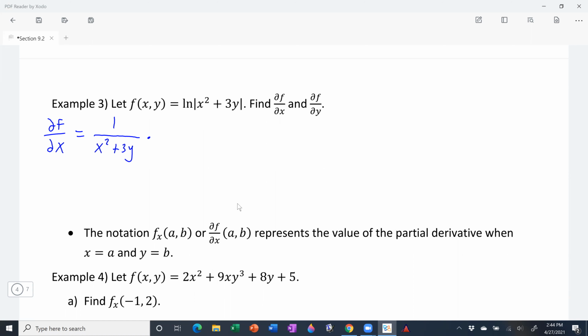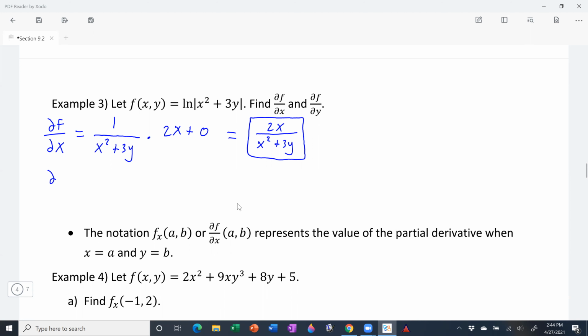Since we're taking x as the variable, the derivative is going to be 2x, and then plus, remember, y is a constant right now. So it's plus the derivative of 3 times a constant. The derivative of a constant is just 0. Then we can place that 2x in the numerator, and this will be the answer. That is the partial derivative with respect to x.